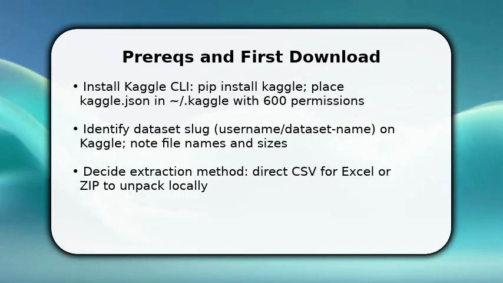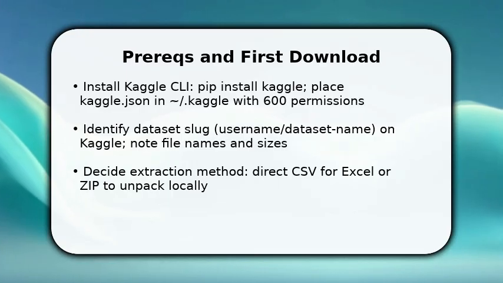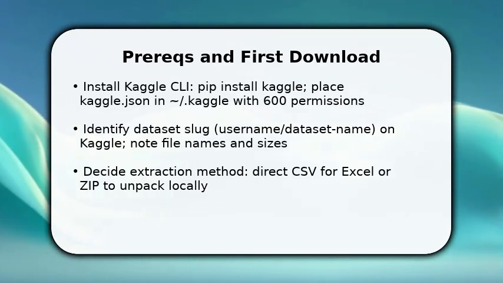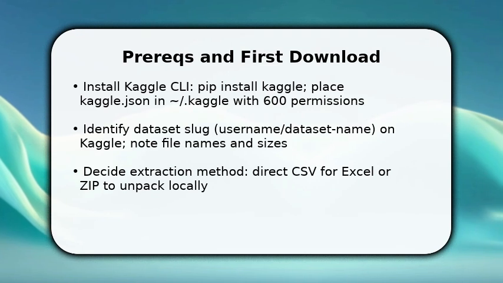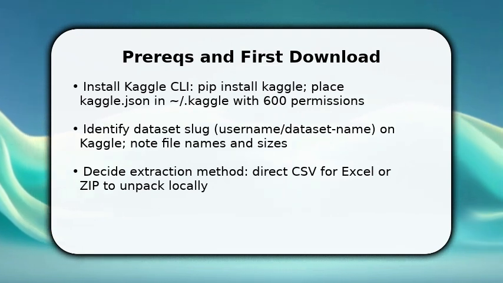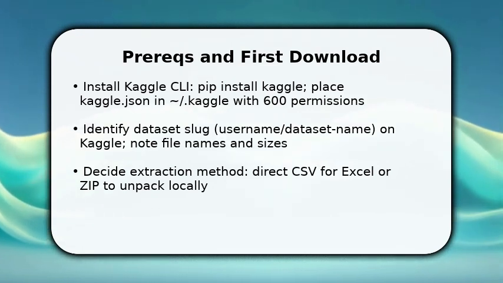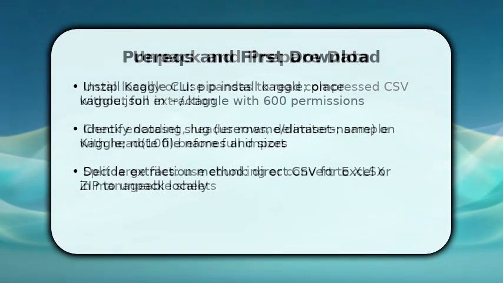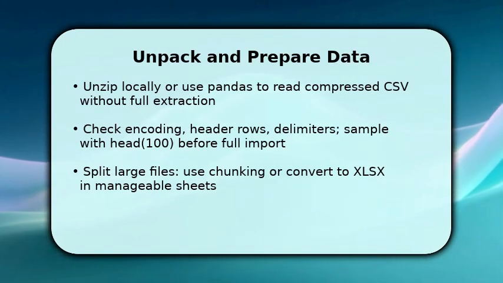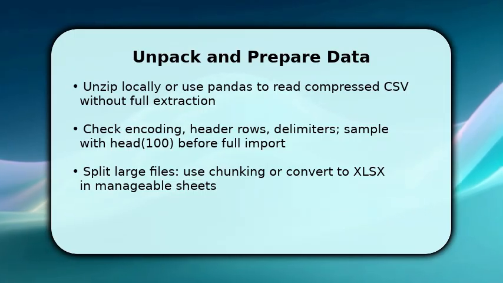If a CSV exists, you can skip extraction by downloading that file directly. Make sure to note file names and sizes so Excel limits and 32-bit memory constraints won't surprise you. Once downloaded, unpack files or stream them into pandas to avoid filling RAM. Read CSV supports compression and chunk size.